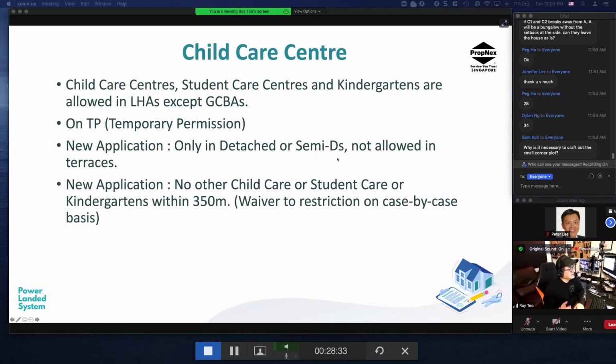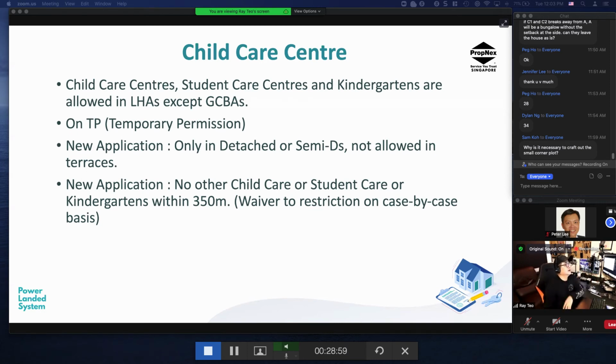Now, childcare centers. If you are doing landed rental, it is quite common that childcare centers approach landed agents to try to rent landed properties. But there are some rules you need to take note of. You can only rent detached or semi-detached. No more terraces. Last time can, now cannot already. New applications cannot use terraces as childcare centers anymore.